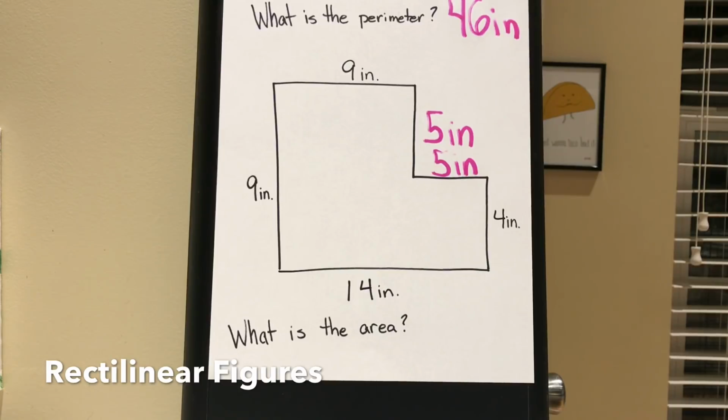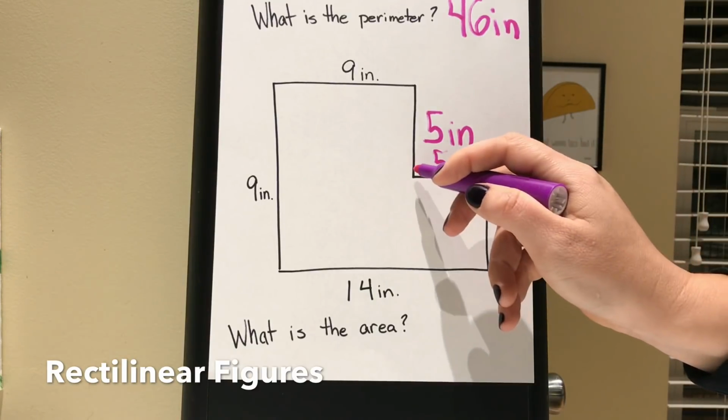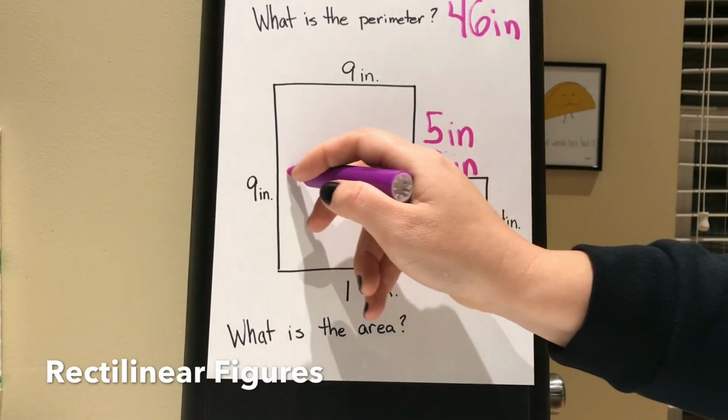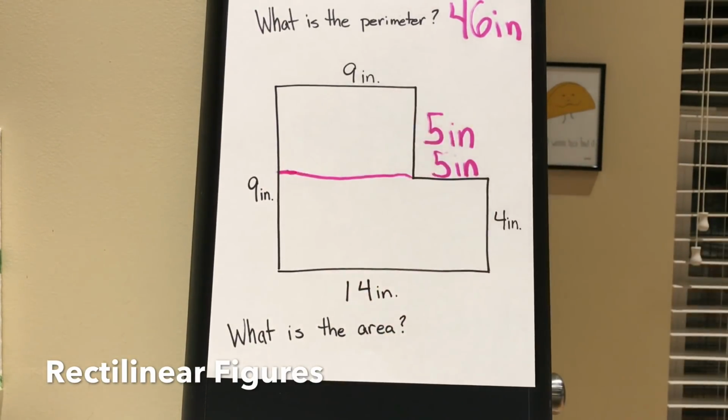Then to find the area, we have another step. We've already labeled all of our dimensions, but now we have to decompose or break apart our figure into 2 smaller rectangles. You may choose to either cut your rectangle vertically or horizontally. I'm going to choose to cut my rectangle horizontally. I now have 2 smaller rectangles.